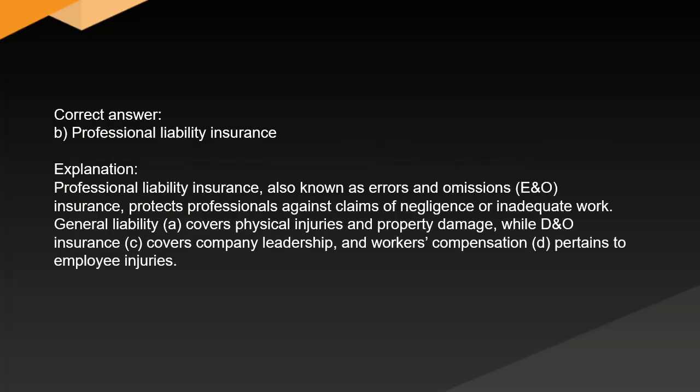Correct answer. B. Professional liability insurance. Explanation. Professional liability insurance, also known as errors and omissions, E and O, insurance, protects professionals against claims of negligence or inadequate work. General liability, A, covers physical injuries and property damage, while D and O insurance, C, covers company leadership, and workers' compensation, D, pertains to employee injuries.